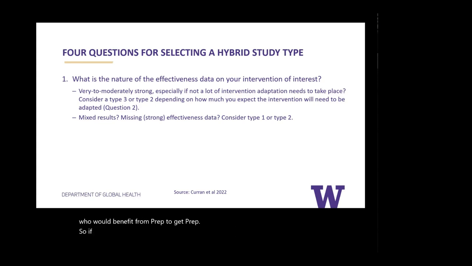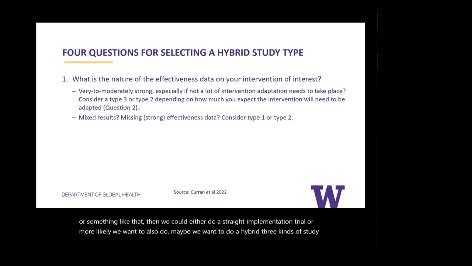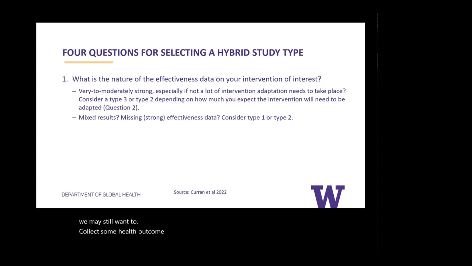If we don't anticipate adapting that intervention in any significant way, we might make some minor adaptations to the way it's described or how it's packaged or something like that. Then we could either do a straight implementation trial, or more likely, maybe we want to do a hybrid type 3 kind of study where we're really focused on that implementation question of how we get more people on PrEP or how we get more adolescents vaccinated, but we may still want to collect some health outcome data along the way, just to make sure that that intervention is still working when we implement it in these new settings or these populations, and to continue to contribute to that evidence base.